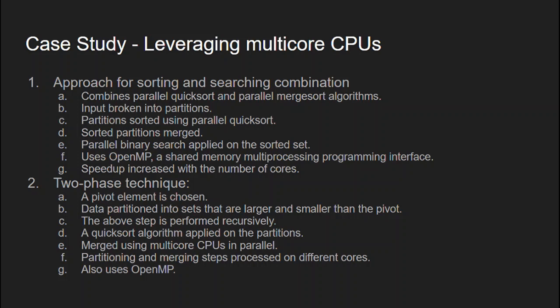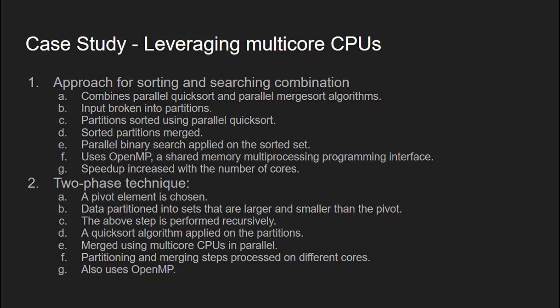The first approach combines the parallel quicksort algorithm and the parallel merge sort algorithm. Once again, the input is broken down into multiple partitions. These partitions are sorted using the parallel quicksort technique, and then the sorted partitions are merged together. A parallel binary search is applied to the sorted set.